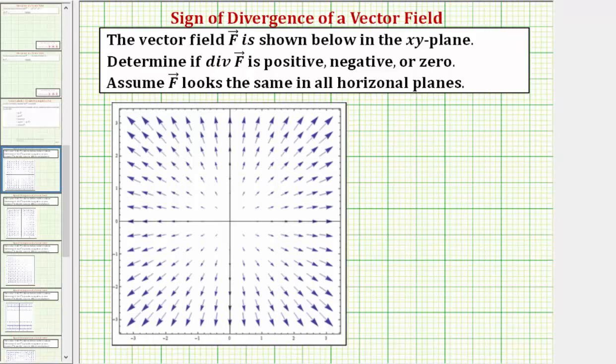In this exercise, we'll take a look at several vector fields and determine if the divergence of the vector field would be positive, negative, or zero. And we'll assume the vector field looks the same in all horizontal planes.